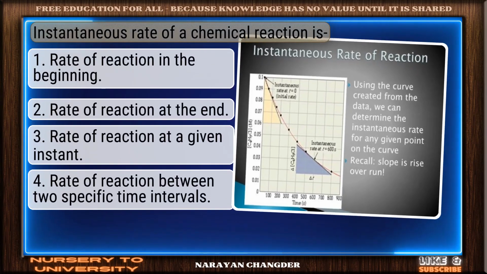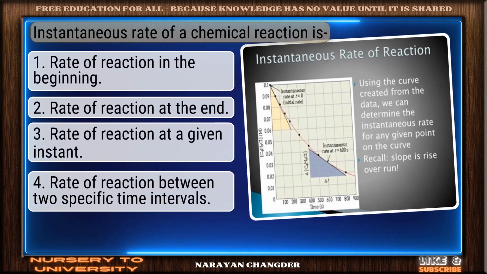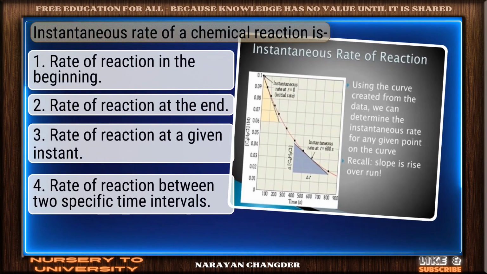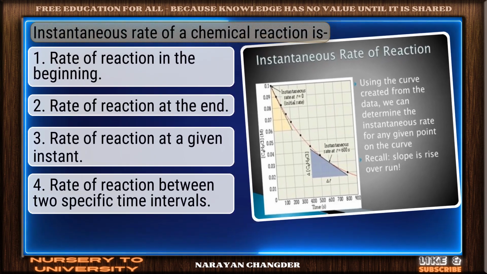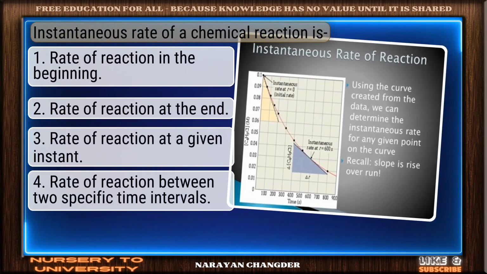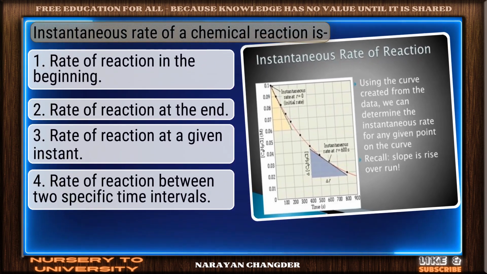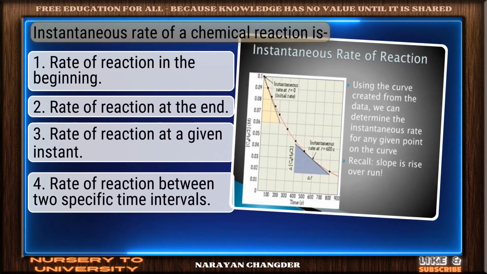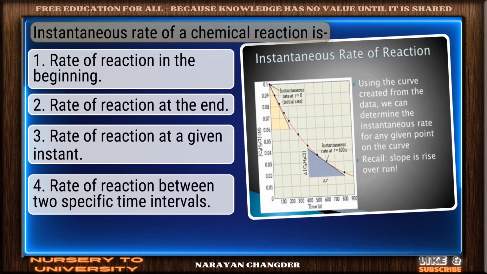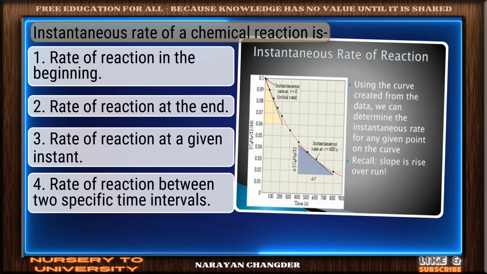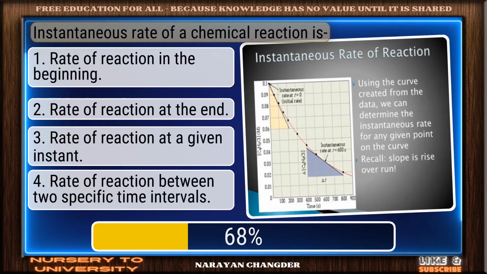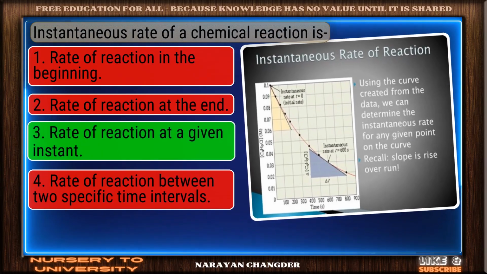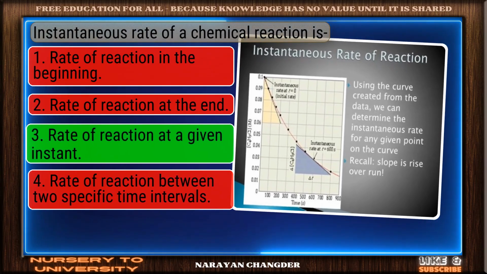Instantaneous rate of a chemical reaction is Option 1, rate of reaction in the beginning. Option 2, rate of reaction at the end. Option 3, rate of reaction at a given instant. Option 4, rate of reaction between two specific time intervals. Good job, rate of reaction at a given instant.